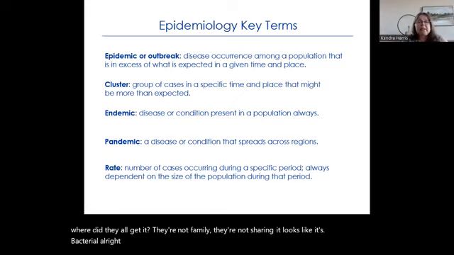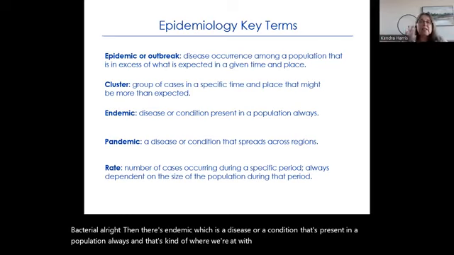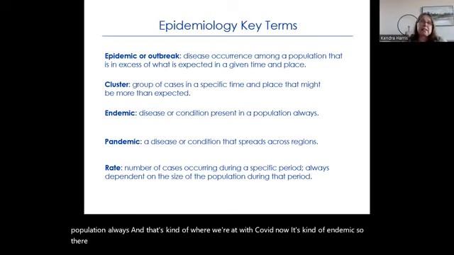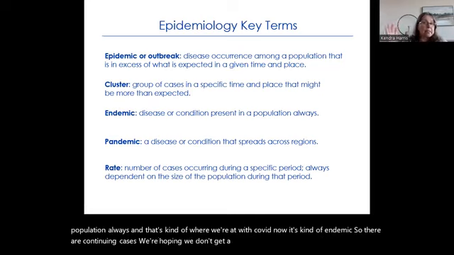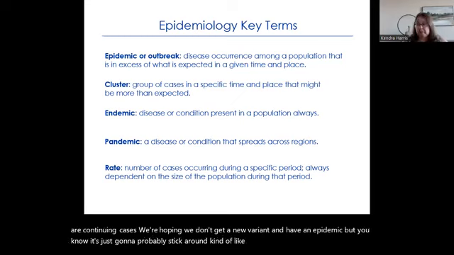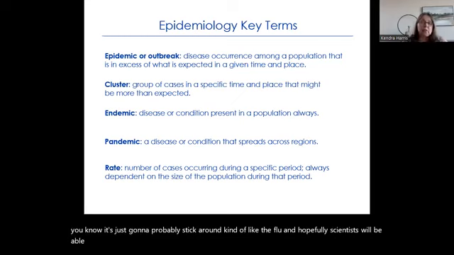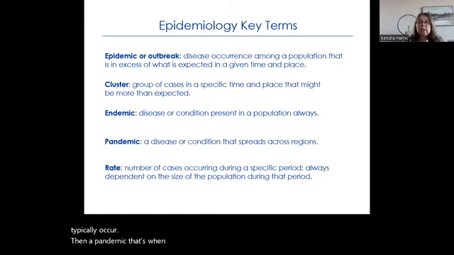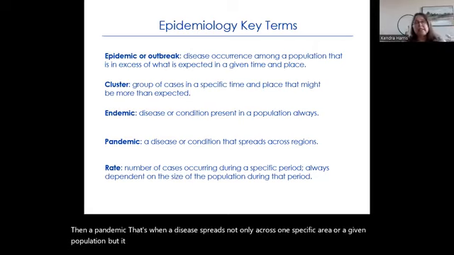All right, then there's endemic, which is a disease or a condition that's present in a population always. And that's kind of where we're at with COVID now. It's kind of endemic. So there are continuing cases. We're hoping we don't get a new variant and have an epidemic, but it's just going to probably stick around, kind of like the flu. And hopefully scientists will be able to create a vaccine for each fall or each winter or whenever it is going to typically occur. Then a pandemic, that's when a disease spreads not only across one specific area or a given population, but it goes worldwide, or at least other regions.